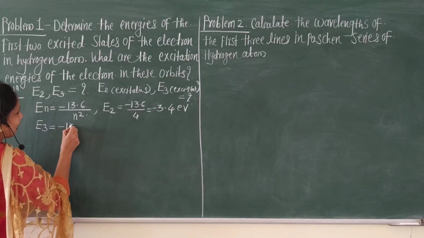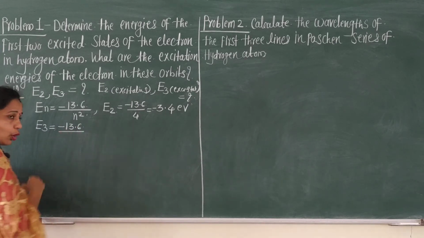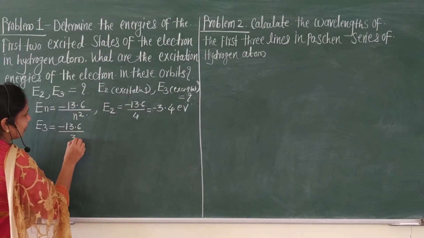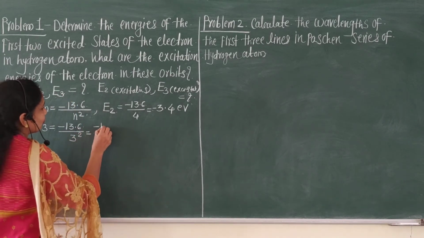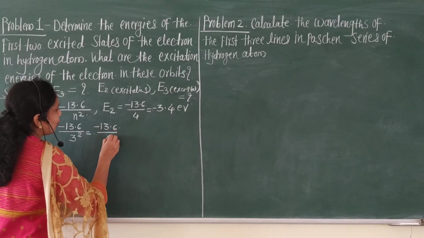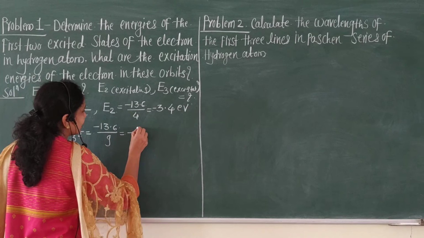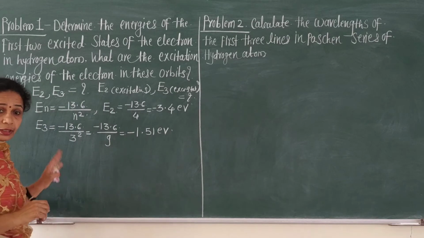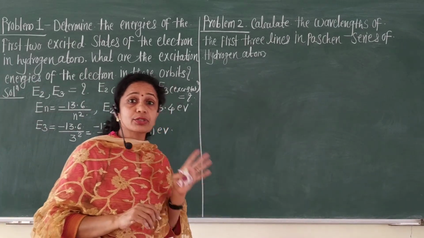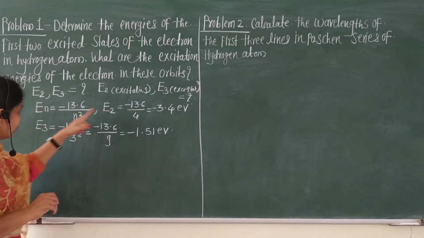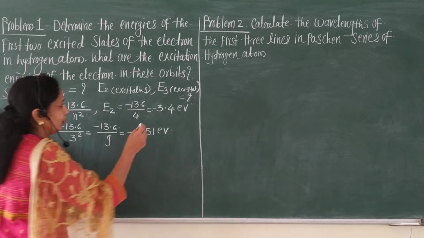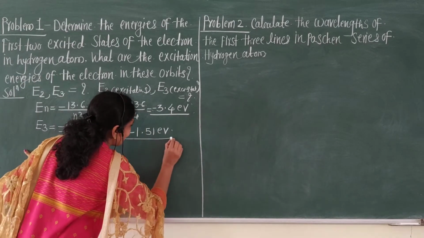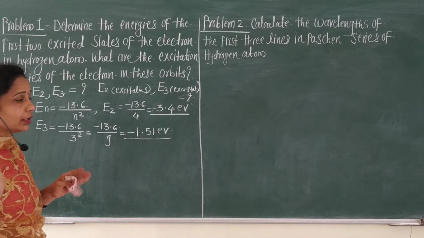Now next, E3. E3 is equal to minus 13.6 upon n square, that is 3 square, which is 9. Therefore, minus 13.6 upon 9 becomes minus 1.51 electron volt. These are nothing but the energies of the electron in the second orbit as well as in the third orbit. This is minus 3.4 electron volt and this is minus 1.51 electron volt.